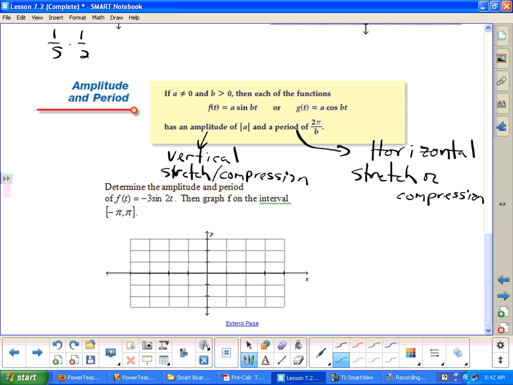So if you notice here, for amplitude, they use absolute value of A. What does that mean? Okay, it's always positive. Amplitude can't be negative. Doesn't matter whether the value of A is negative or not. The amplitude is a positive number. And the period is always going to be a positive number.